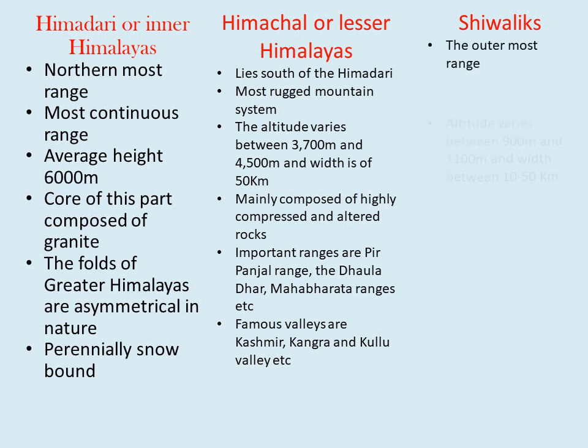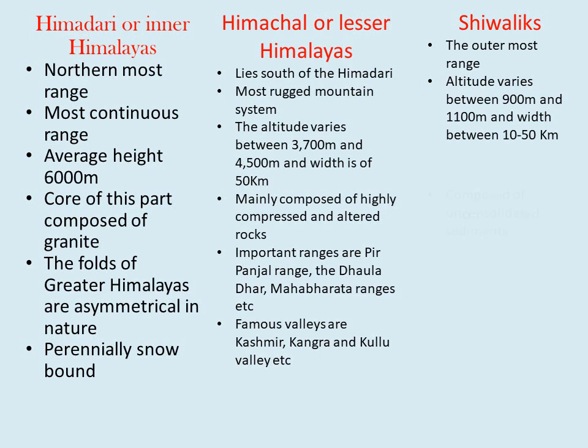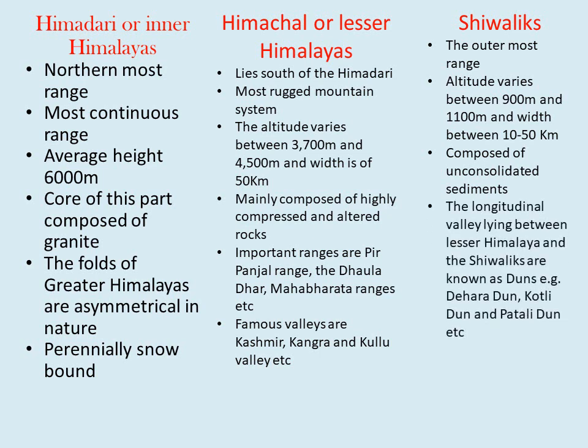Shivaliks: the outermost range. The altitude varies between 900 meters and 1100 meters and the width between 10 to 50 km. It is composed of unconsolidated sediments. The longitudinal valleys lying between the Lesser Himalaya and the Shivaliks are known as duns. Examples: Dehradun, Kotli Dun and Patli Dun, etc.